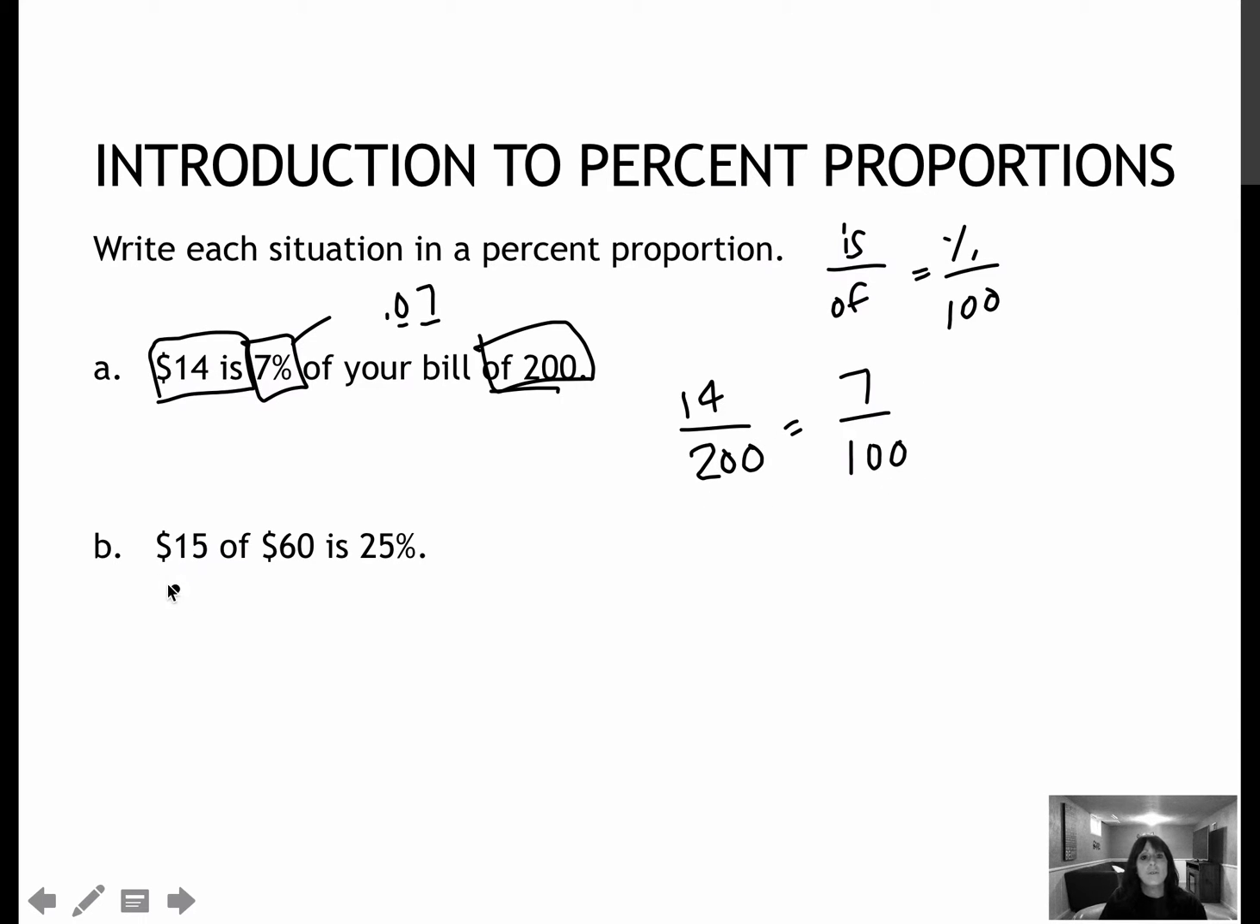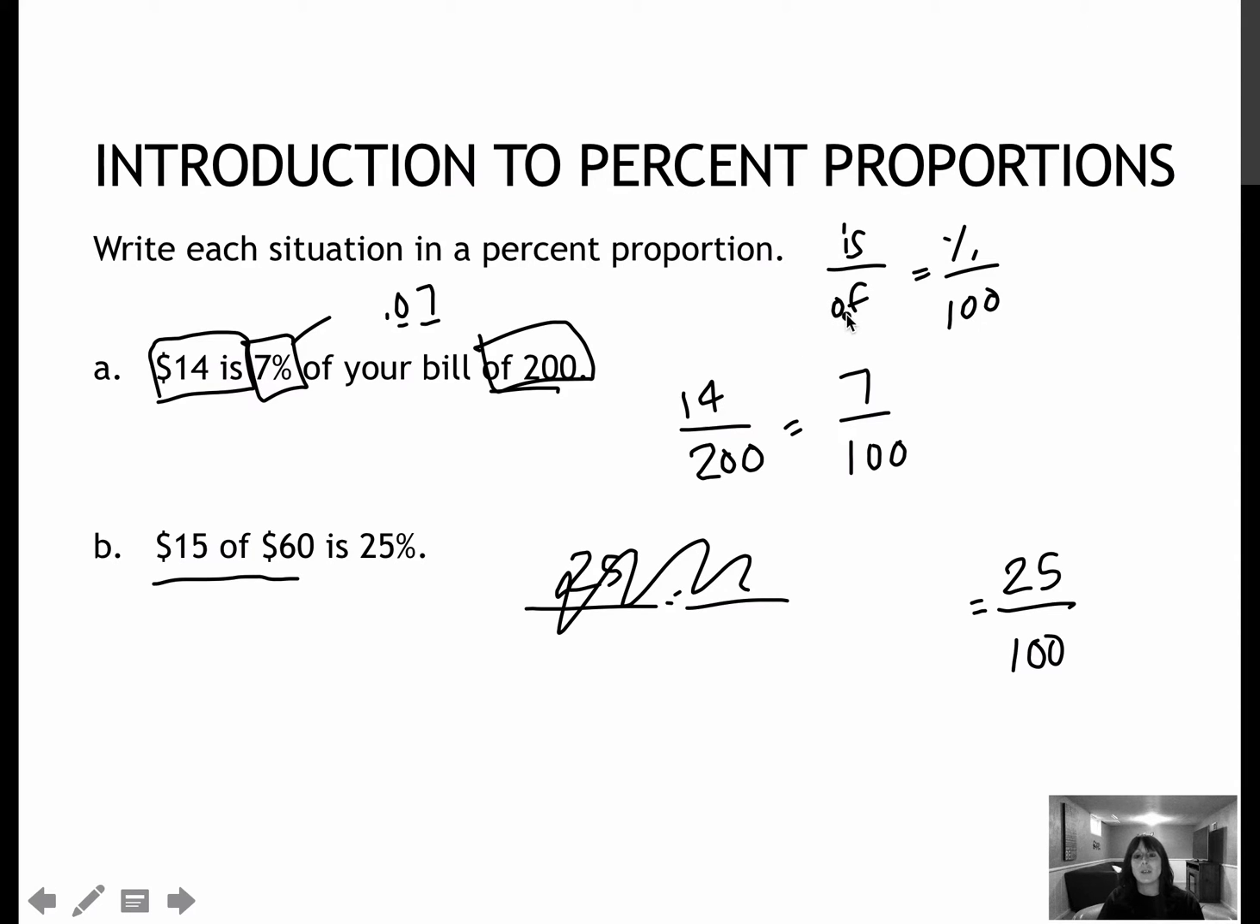Let's look at the next one. $15 of $60. So 15 of 60 is 25%. Now this is a little bit different. So should I put the 25 here? No, because that has to not be the percent. So the percent is going to go over 100 every single time. Now, if you get confused with the is and the of, remember the top is the part and the bottom is the whole. So $15 of $60 means the of 60 is down here. 60 is the total, 15 is the part. Again, I could cross multiply to make sure that they are equivalent, but they're already telling me that they are proportional.